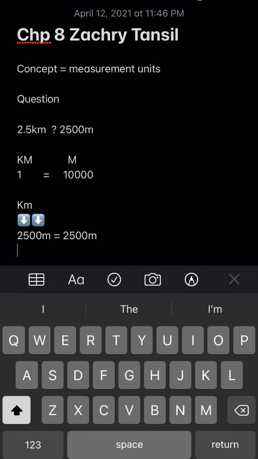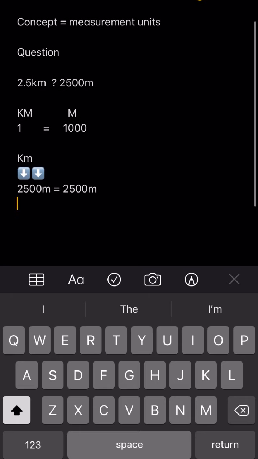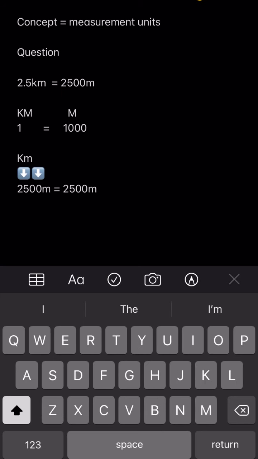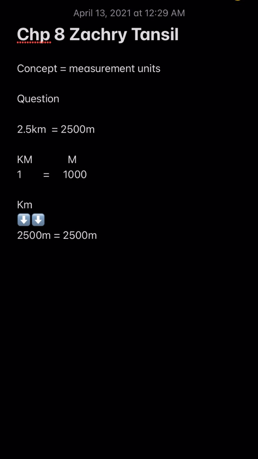Well, first of all, you have to know the units. So 1 kilometer is equal to 1,000 meters. So once you convert it, 2.5 kilometers is actually 2,500 meters. And 2,500 meters is equal to 2,500 meters. So this question is actually: 2.5 kilometers is equal to 2,500 meters.